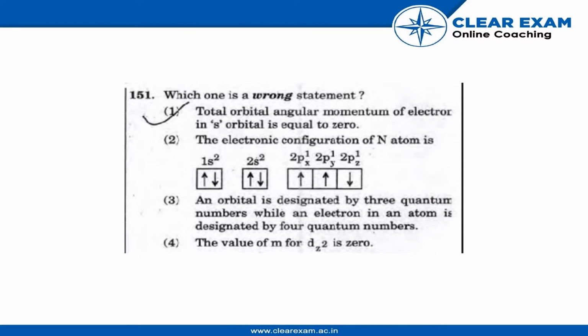The question says, which one of the following statements is a wrong statement? First one, total orbital angular momentum of electrons in s orbital is equal to 0. Second, the electronic configuration of an atom is this. Third one, an orbital is designated by 3 quantum numbers, while an electron in an atom is designated by 4 quantum numbers. Fourth, the value of m for dz2 is 0.